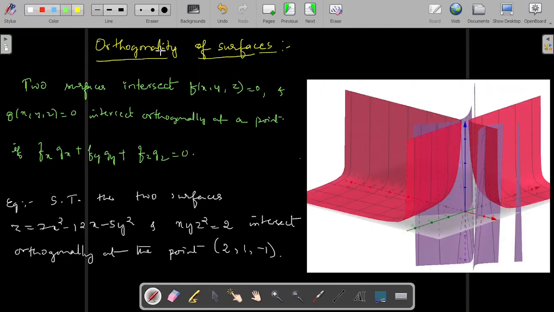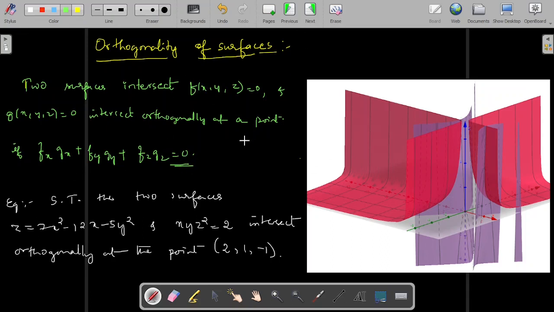Now, about orthogonality of surfaces. Here two surfaces intersect orthogonally. Two surfaces are given by f of x comma y comma z equal to 0 and g of x comma y comma z equal to 0. These two surfaces intersect orthogonally at a given point if fx gx plus fy gy plus fz gz equals 0. This condition is obtained from the gradient of the functions.